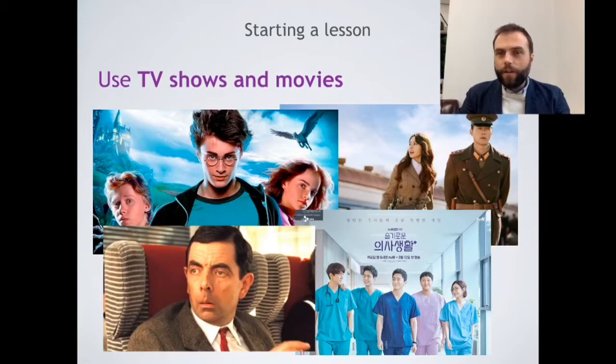Again, think carefully about what your topic and your target language are, and choose the TV show that matches well with your topic. Okay, got Harry Potter and Mr. Bean. You might be using the characters, or you might be using a clip from the TV show that allows you to warm up the topic and introduce the language. Okay, so use TV shows and movies.